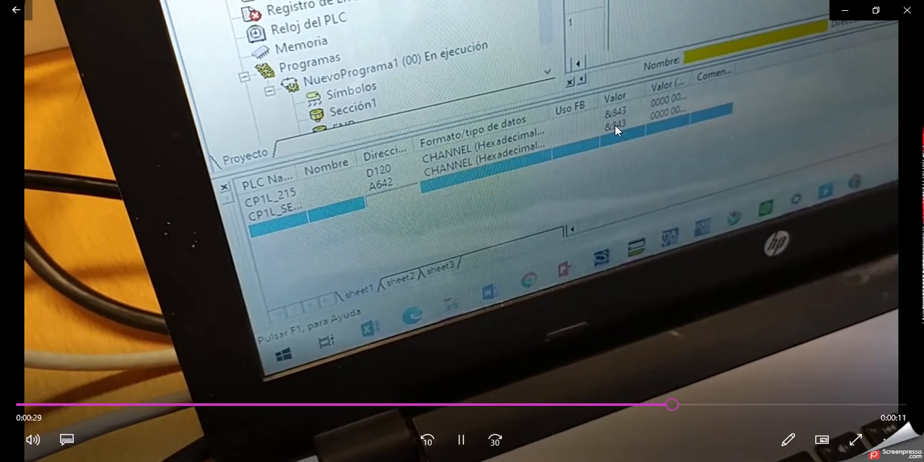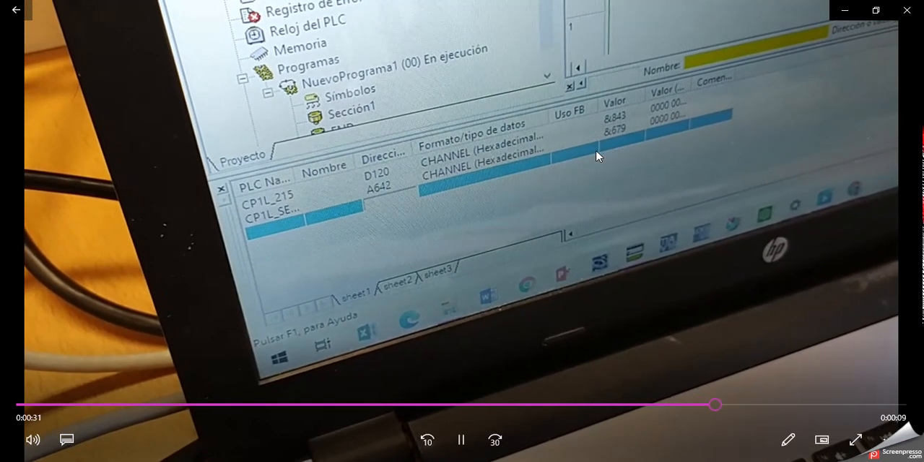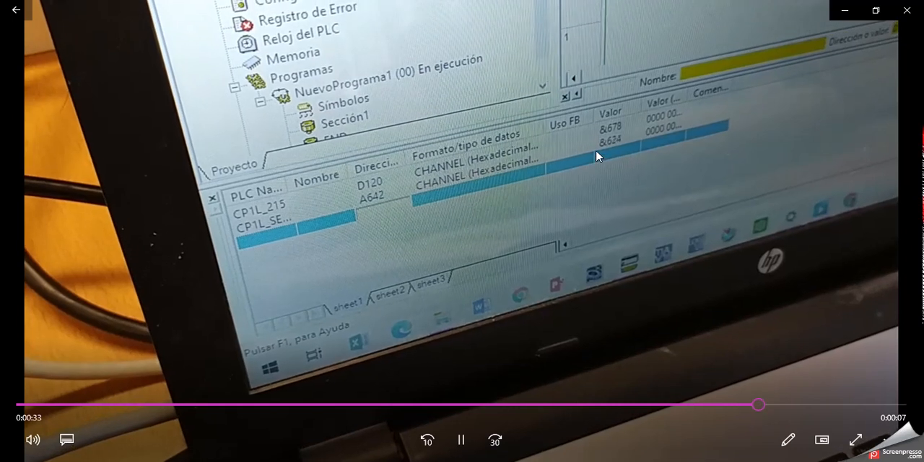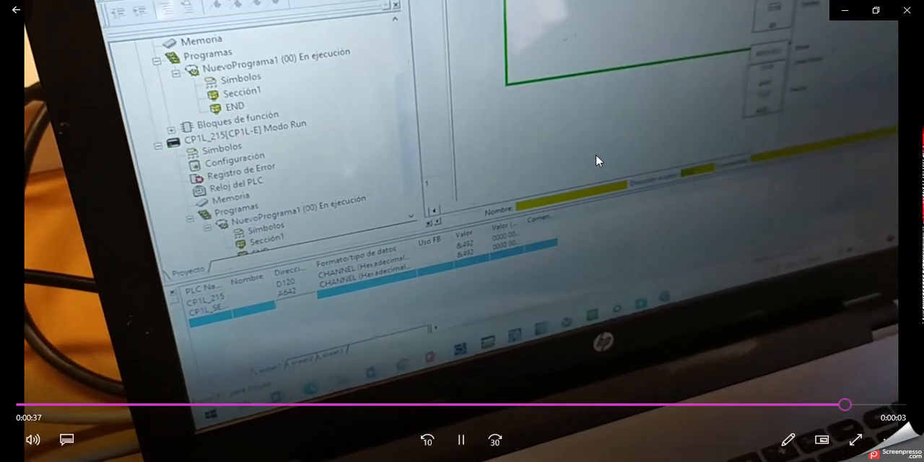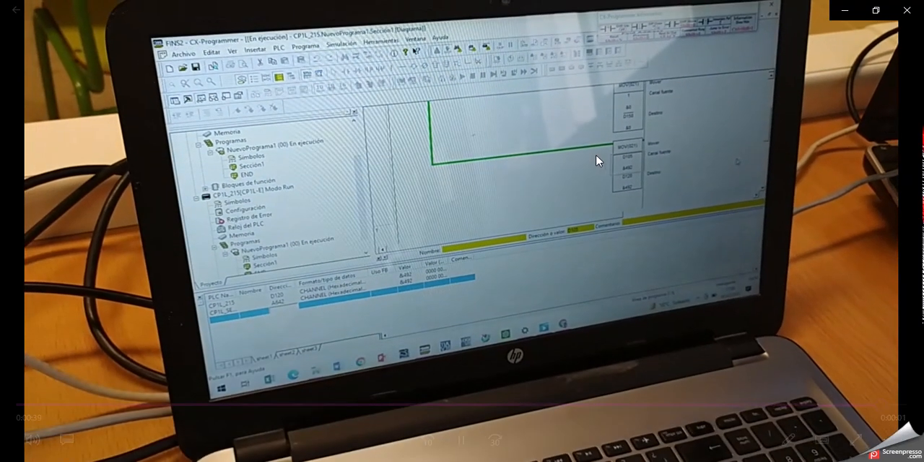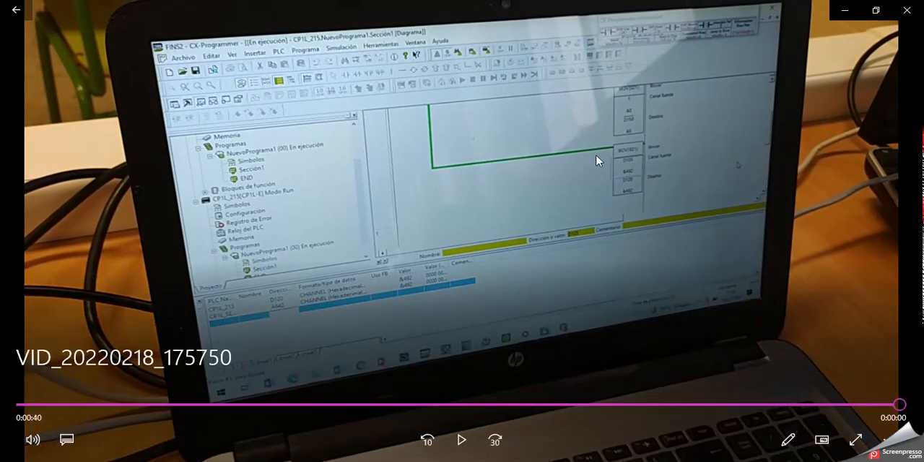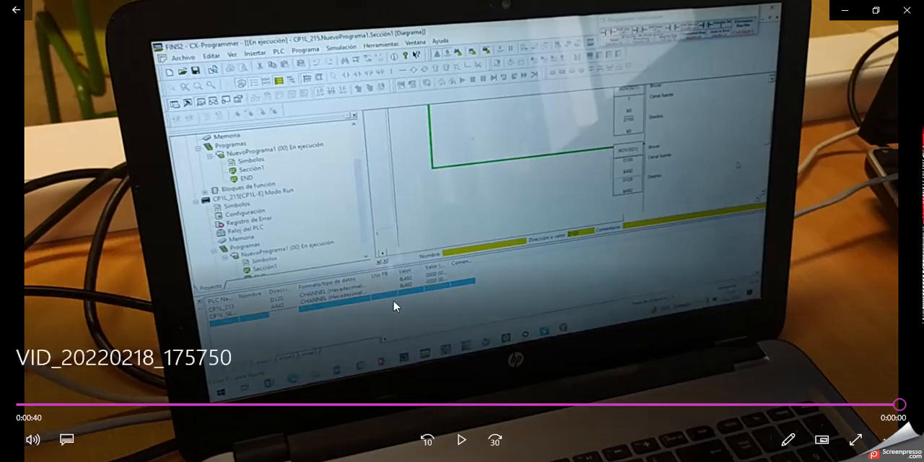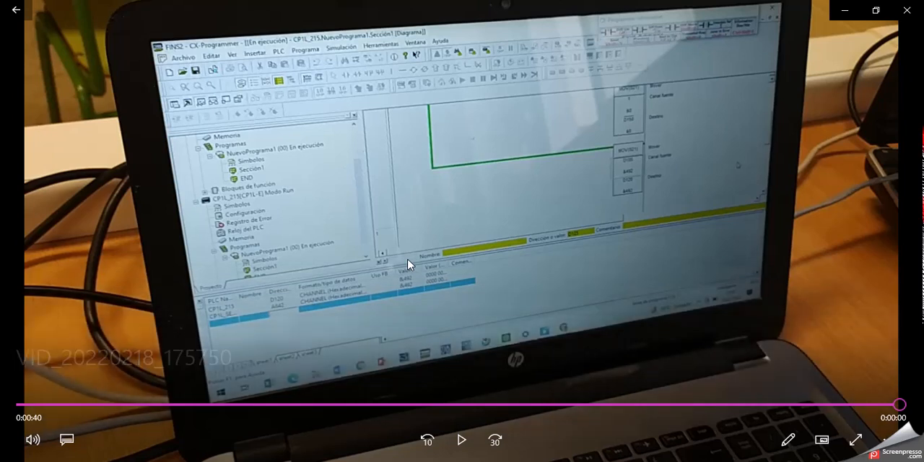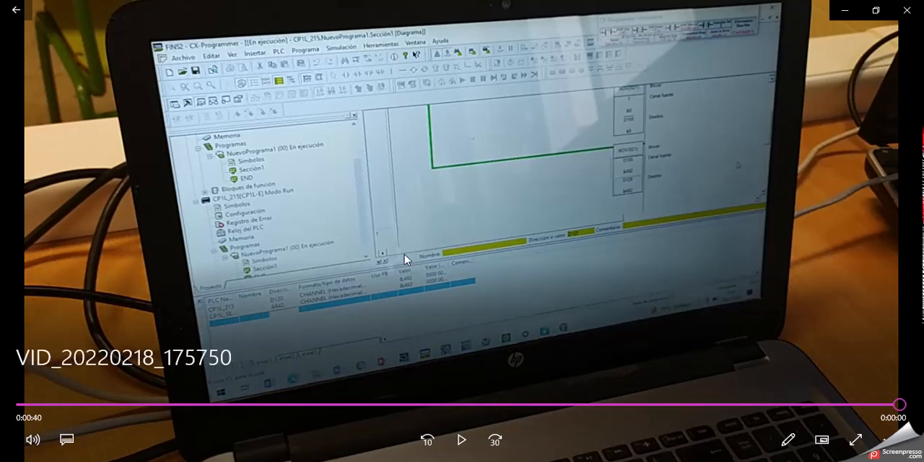PLC. As you can see, there is no real-time communication because I used the clock signal of 1 second, 1 hertz, in order to communicate. So it has a delay of 1 second between this sent signal and the received signal.